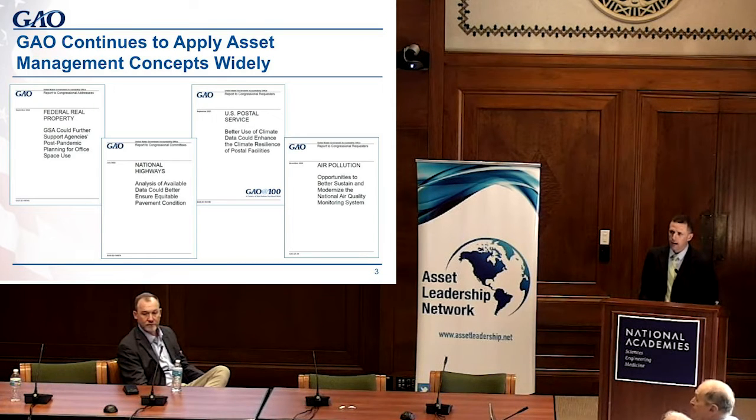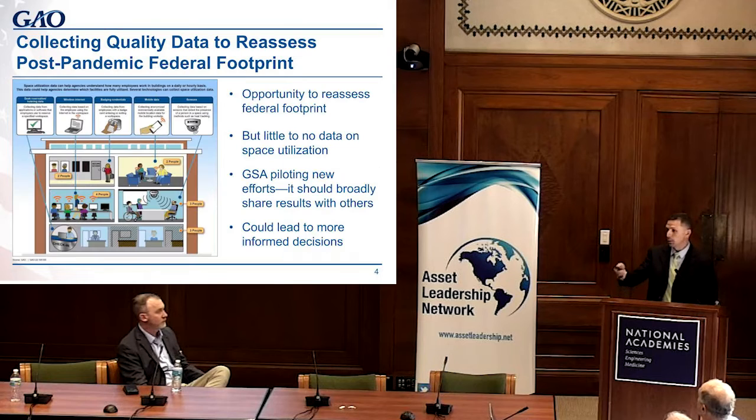As I mentioned, I'm going to highlight 4 examples today. These reports have all come out in the past year and a half or so. I chose these examples not only because they use asset management concepts, but because they use them in slightly different ways: building in equity considerations, building in climate and resilience considerations, and then some infrastructure that's non-traditional, not the buildings, roads and bridges we all typically think of, but other assets that the federal government is involved in. With that, I'll dive right into the first case study.